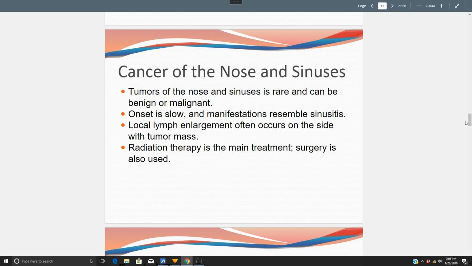The good thing is the onset is very slow, and many times when symptoms first occur, it may resemble sinusitis, but obviously with advancement of the tumor, it will spread to the lymph nodes, which will definitely show a local lymph enlargement. And it usually would make sense that it occurs on the same side where the tumor mass is occurring.